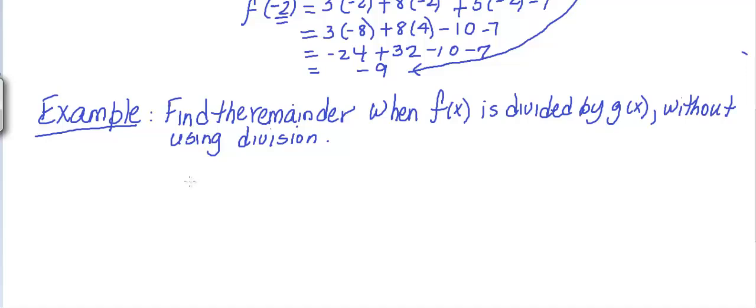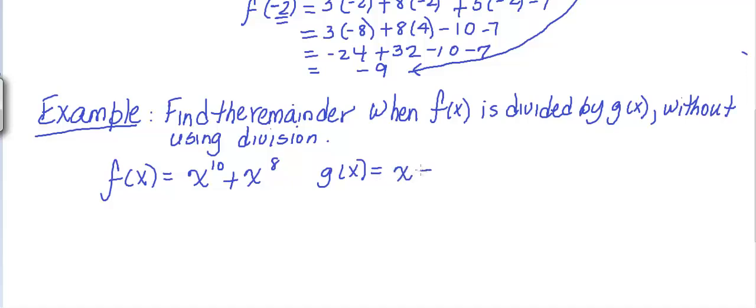With the theorem you just learned, the remainder theorem, you have just learned a new technique on how to find that remainder. Because you know that the remainder is the same thing as evaluating the function at the value c. So let's say that in this example, f of x is equal to x to the 10th power plus x to the 8th power, and that g of x is equal to x minus 1. Okay? So it says take this f of x and divide it by this g of x. So what they're saying is x to the 10th power plus x to the 8th power divided by x minus 1, and they want me to find the remainder without using division.